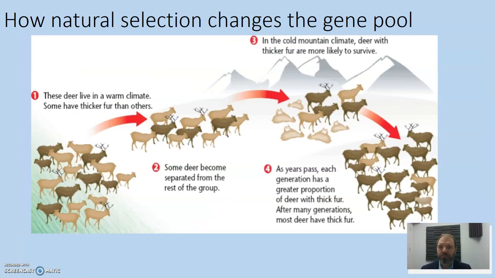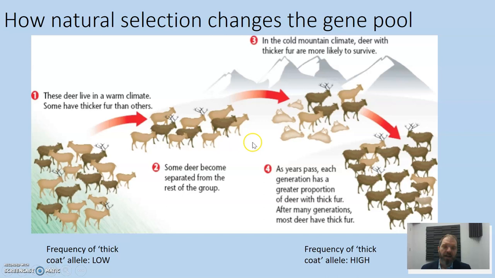Another example of this might be around variation of population here. Some of the deer have thicker coats. A small number of these get separated from the population and end up in a cold mountain climate. And here the selection pressure will be to develop the thicker coats. And we can see again a change in the frequency of thick coats. So there's a low frequency of the thick coat allele initially, leading to a high frequency over here.